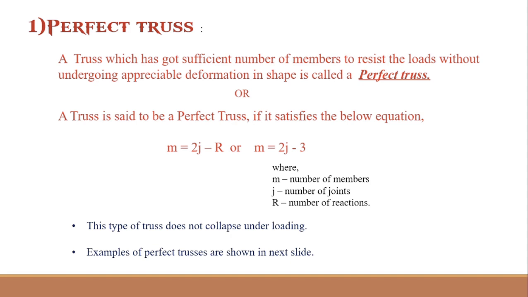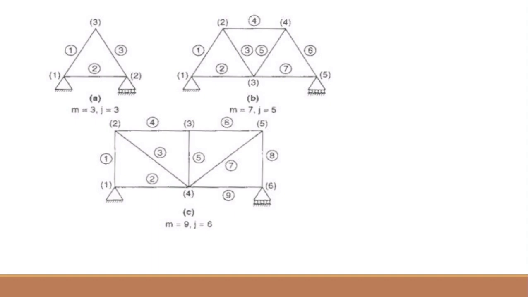And this type of truss does not collapse under loading. So these are stable forms of trusses. If m is equal to 2j minus 3, then it is a perfect truss, which has a sufficient number of members, cannot undergo deformation, and will resist the load which comes upon it. Examples of perfect truss are, see here, there are three trusses: a, b, c.